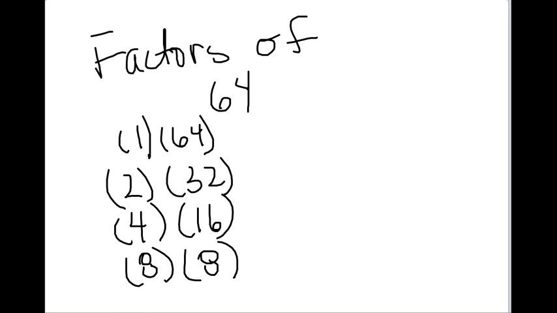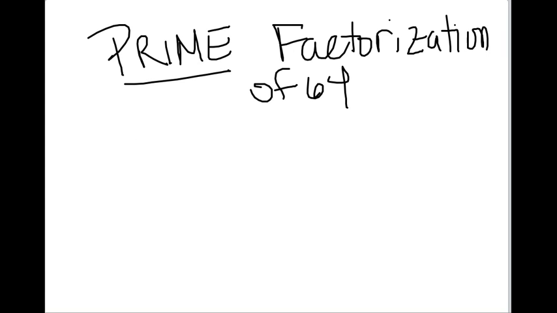But what if I wanted the prime factorization of 64? I do apologize for my handwriting there. This is the factorization of 64. So let's first make a little factor tree. Hopefully you've done that. And I'm going to go with that first factor pair that we just wrote down, which was 2 and 32.